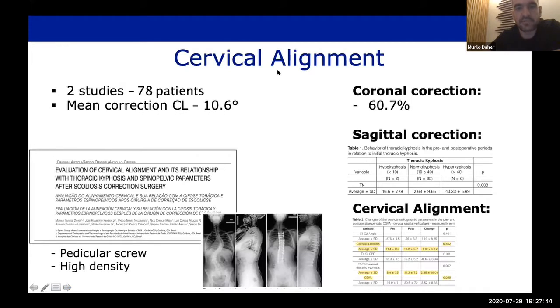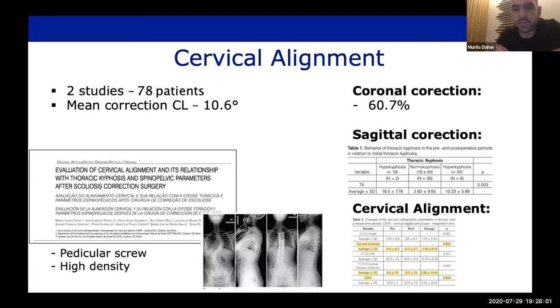And about the cervical alignment, 2 studies discussed this topic with 78 patients in these 2 studies. And the mean correction of the cervical lordosis in these 2 studies was 10 degrees.